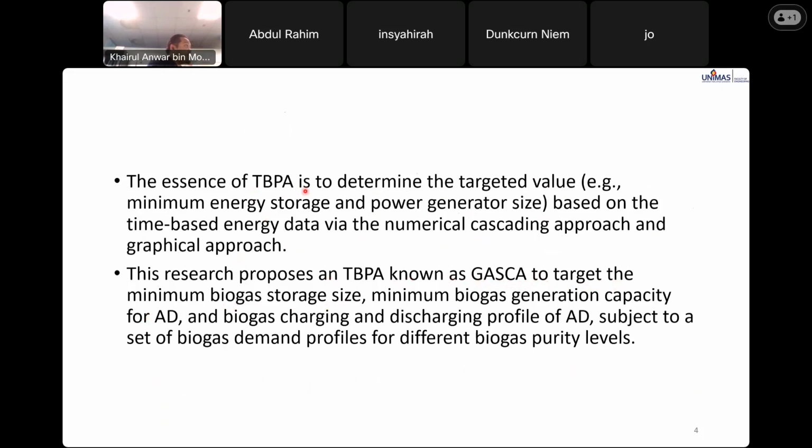Because TBPA was previously used to determine the minimum energy storage and power generated, this author used this method to optimize the biogas project, biogas system, to target the minimum biogas storage size, minimum biogas generation capacity for anaerobic digestion, and biogas charging profile of anaerobic digestion subject to a set of biogas demand profiles for different biogas purity levels.